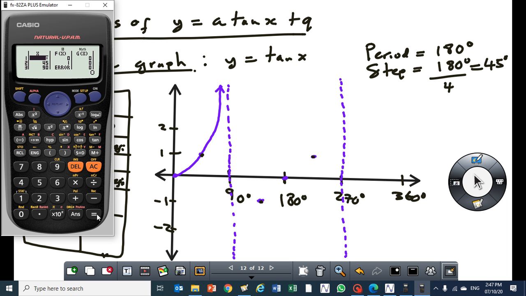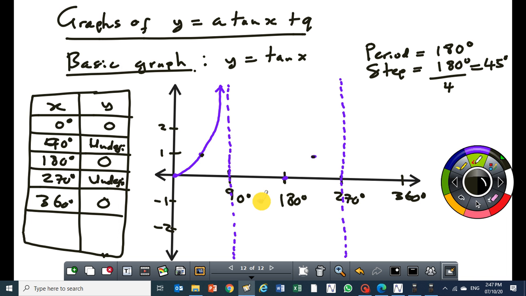It gives you that. Now, do you see that when x is 45, y is 1? Forget about the column for g of x. When x is 90, it says error. When x is 135, it's minus 1, which is the point that I have here. This point. I've got it there.